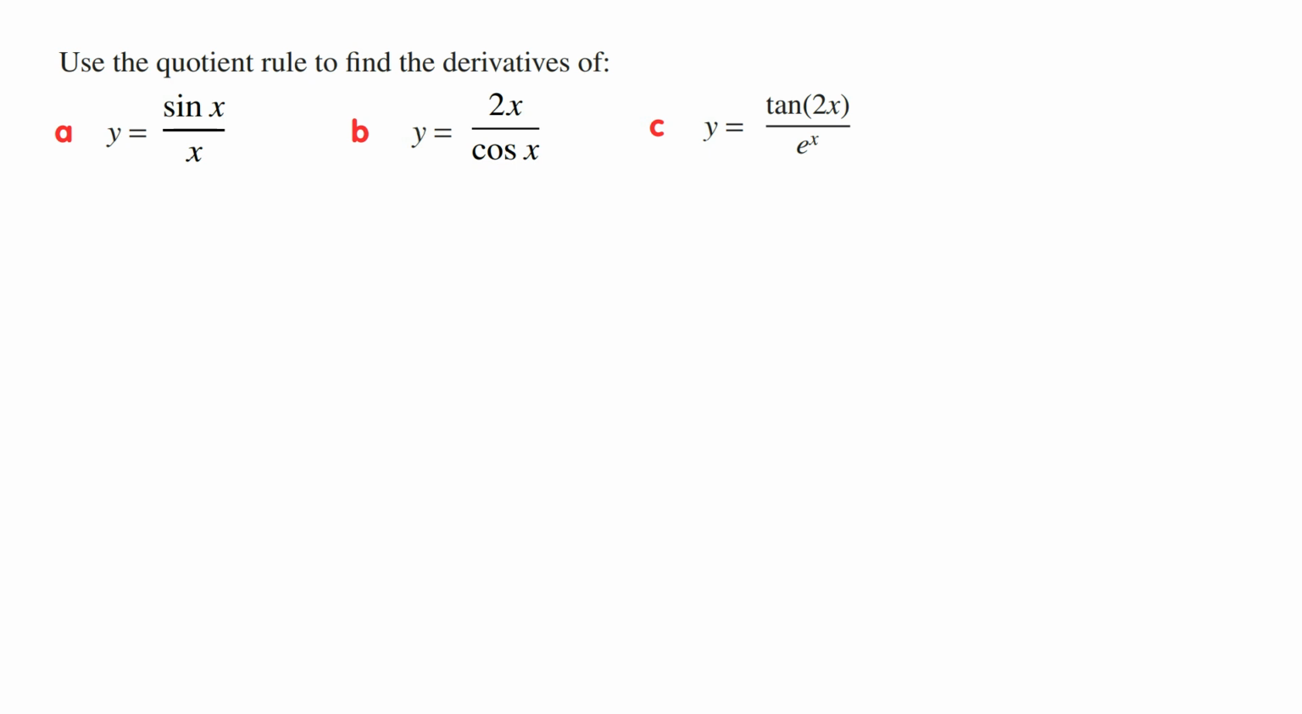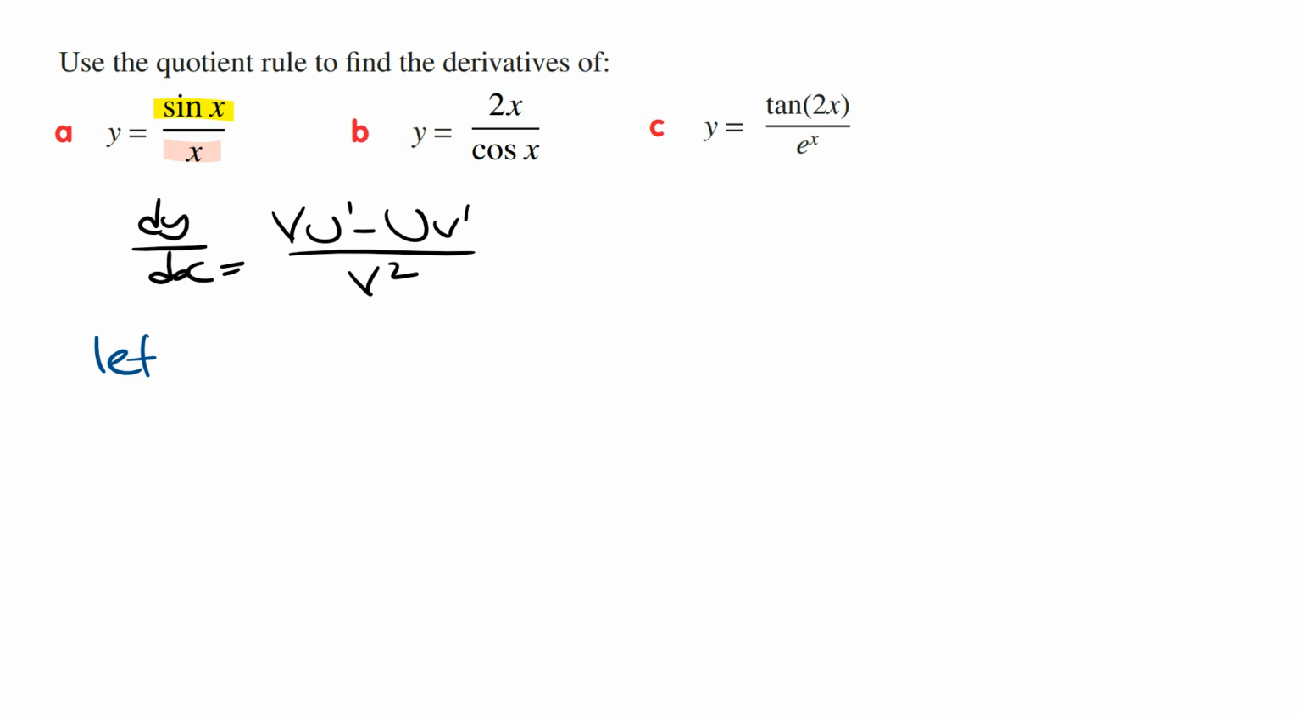Now whenever you need to use the quotient rule to differentiate functions, it's best to start with the quotient rule formula, and that is dy/dx is equal to (vu' minus uv') over v squared. And so what we do is we let u equal the top function and v the bottom function.